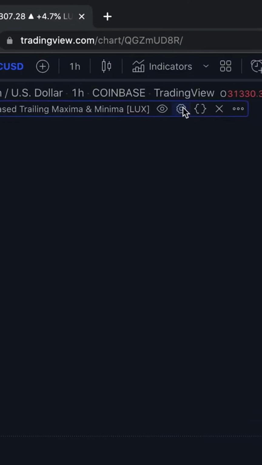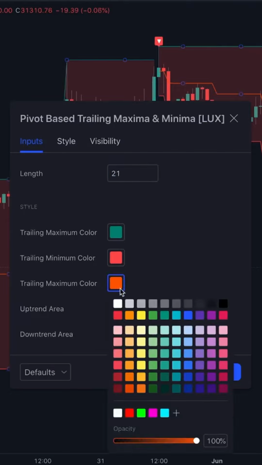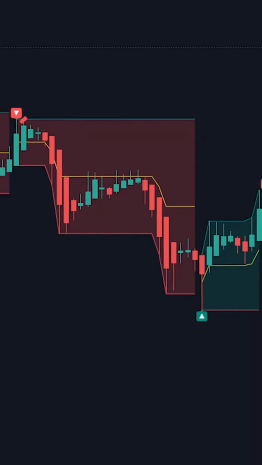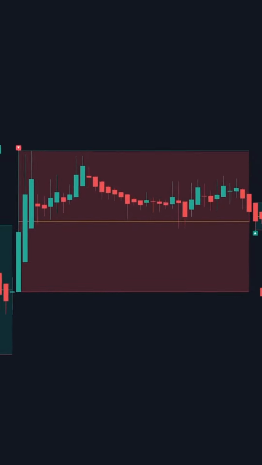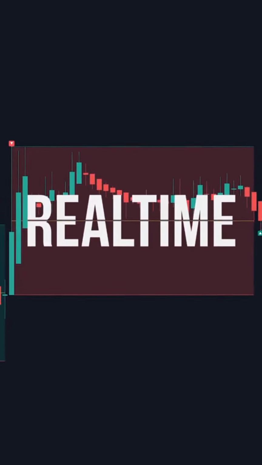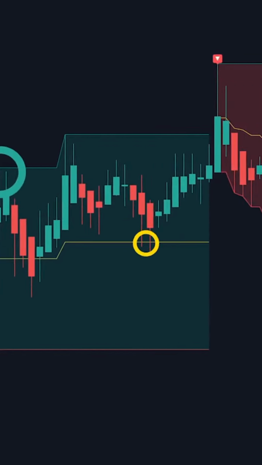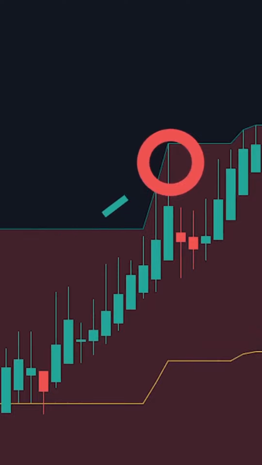Next, go to the Settings menu and change the length to 21, and change the second maximum color to yellow. Now you can see the indicator prints these signals on all of the market highs and lows based on the length. It also gives you a channel to trade in real time based off of those pivots. You can see how price has reacted to the green, yellow, and red lines to help you get better entries and exits within the current channel.